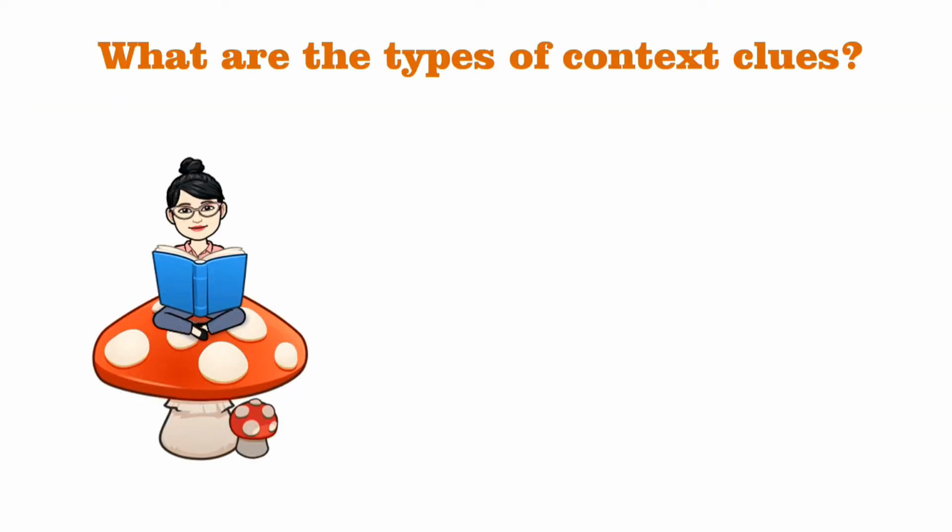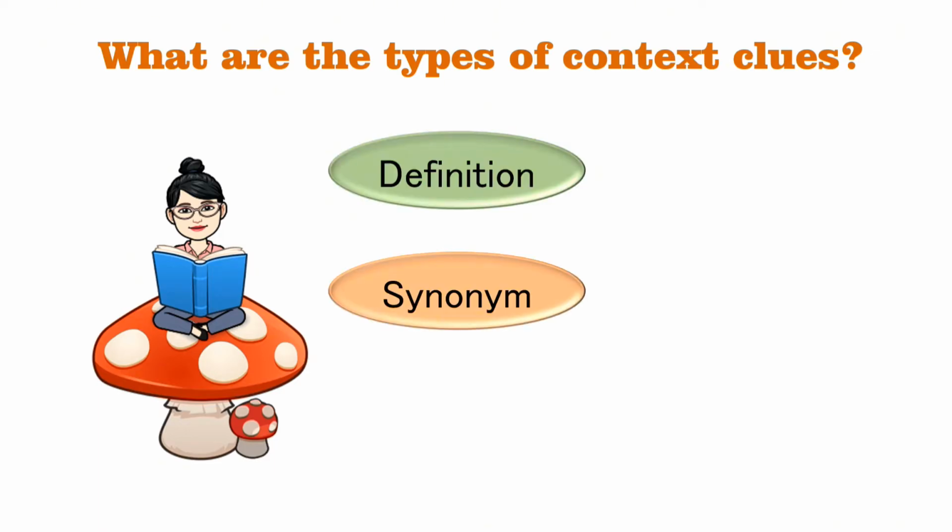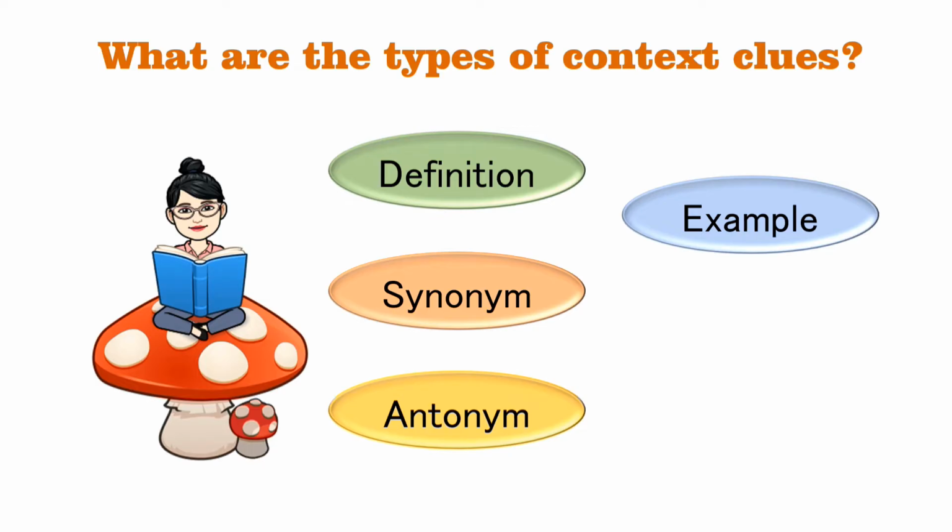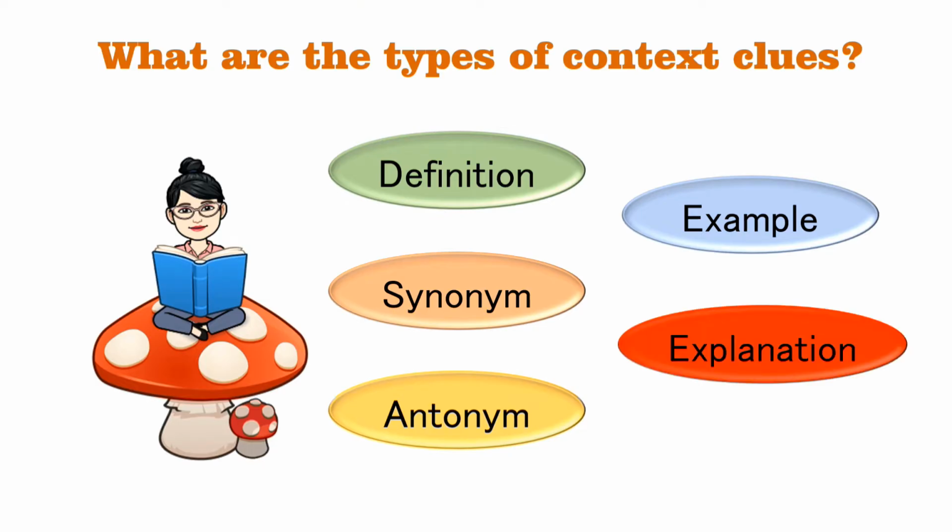Context clues have different types. It can be definition, synonym, antonym, example, or explanation clues. First is definition clues. I want you to take a look at this sentence.